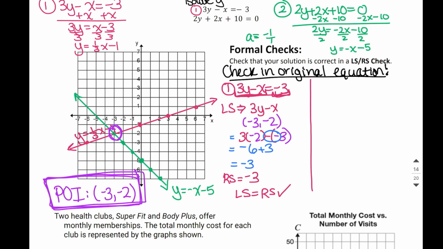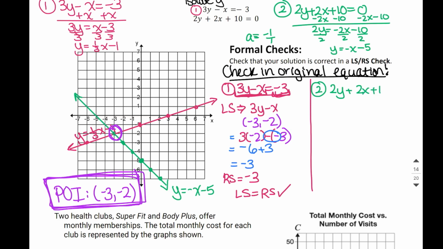But we are only 50% sure that we got this right because we have to check in both equations. It could work in one equation. Remember, there's infinite points on this line, but we need to make sure that it's a point that works in both equations. So we're also going to check our second equation as well.